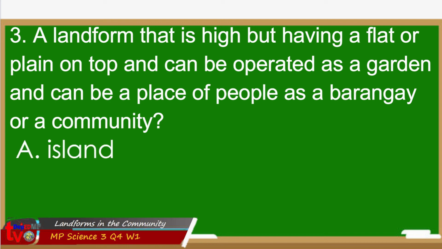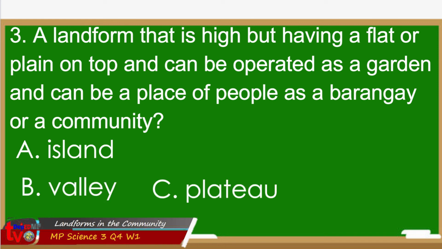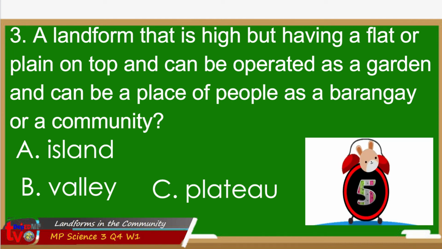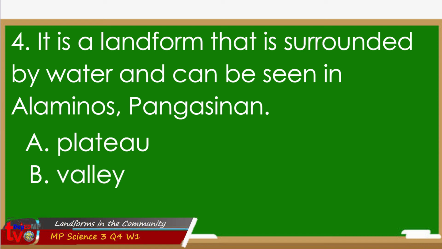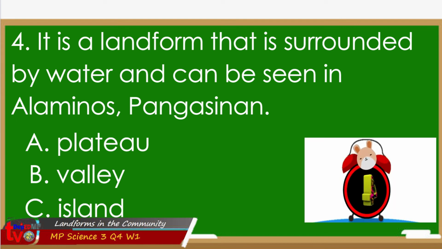Letter A, island. Letter B, valley. Letter C, plateau. 5, 4, 3, 2, 1. Number 4, it is a landform that is surrounded by water and can be seen in Alaminos, Pangasinan. Letter A, plateau. Letter B, valley. Letter C, island. 5, 4, 3, 2, 1.